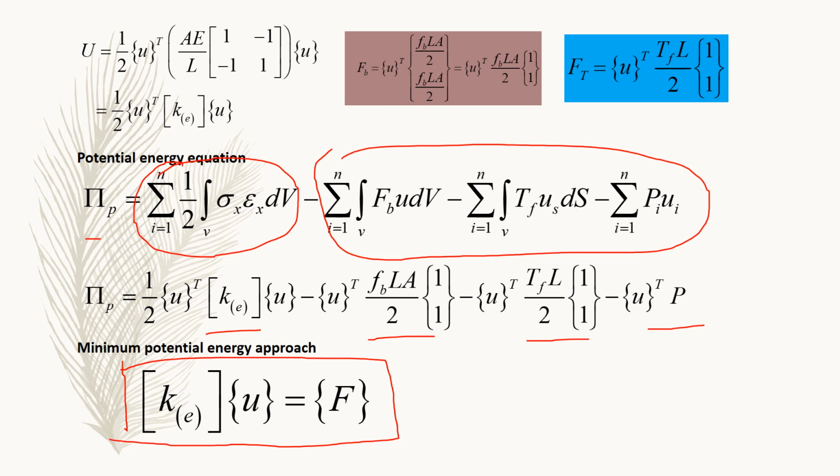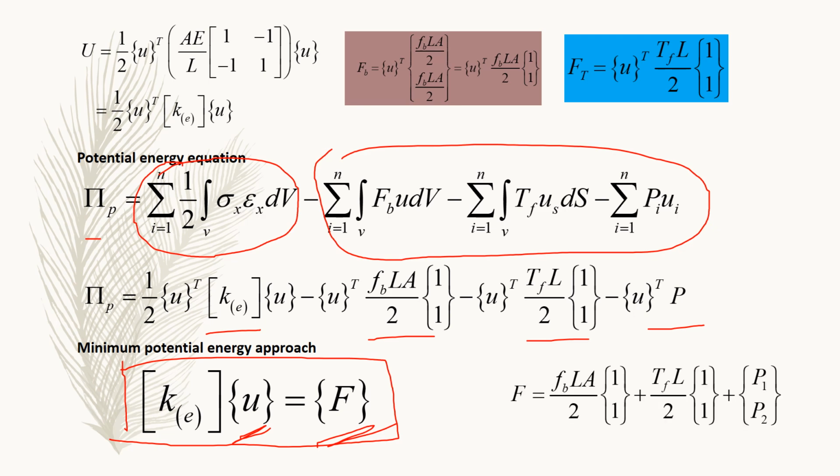What is K here? K suffix E is the element stiffness matrix of this particular two noded bar element. U means displacement vector, F means force vector. Force vector means it's a combination of body force, traction force, and point loads. Whatever the forces are there, we need to consider in the force. According to that we will consider. This is the force vector.